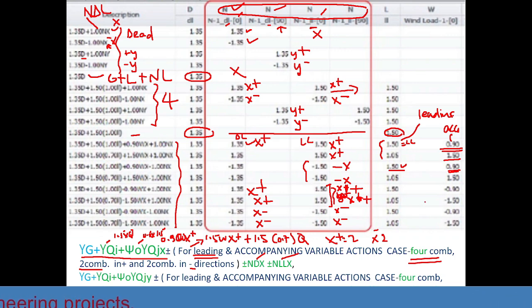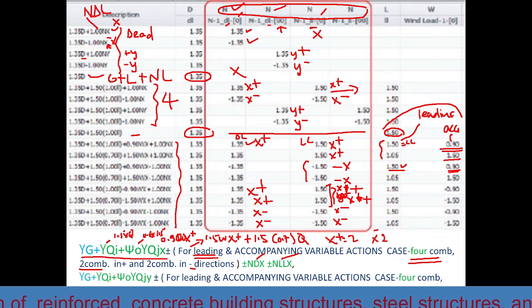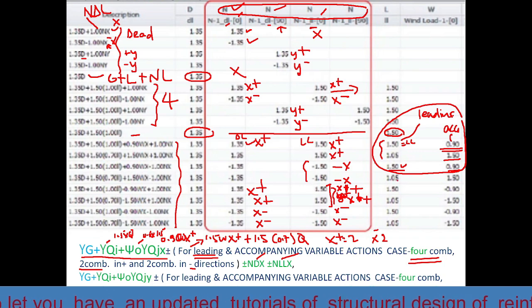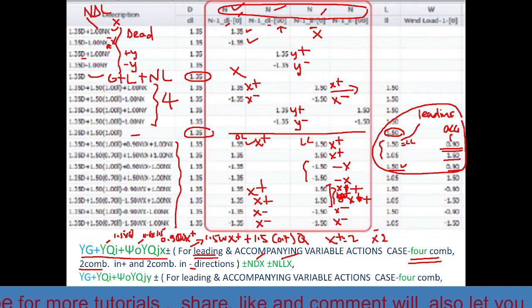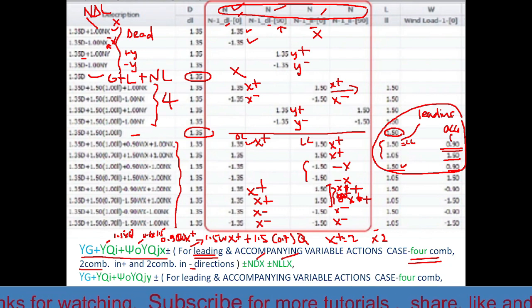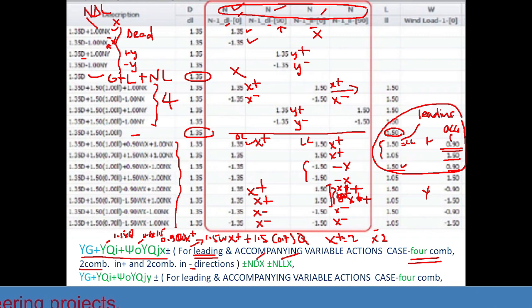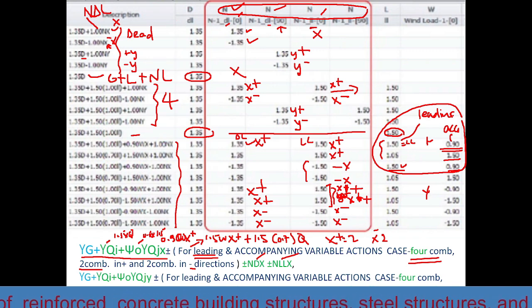And when we come to wind, we can apply it in a similar manner as we have already applied in x direction. So for y direction, we can follow the same procedure. So totally, how many combinations are there? That is 8 combinations. We'll have 8 combinations, 4 in this case and 4 in this case. Generally 8 combinations are required. So this is for the gravity and lateral load combinations of the notional load.